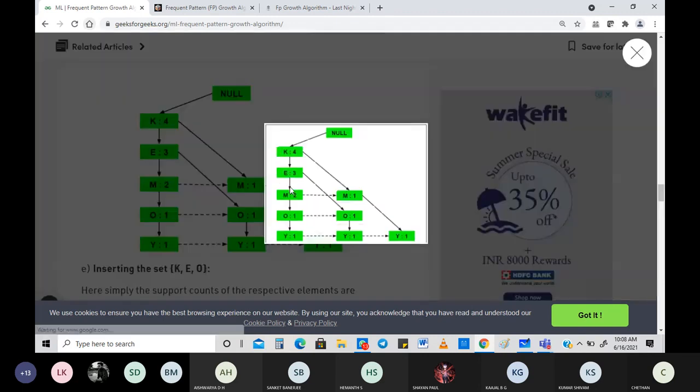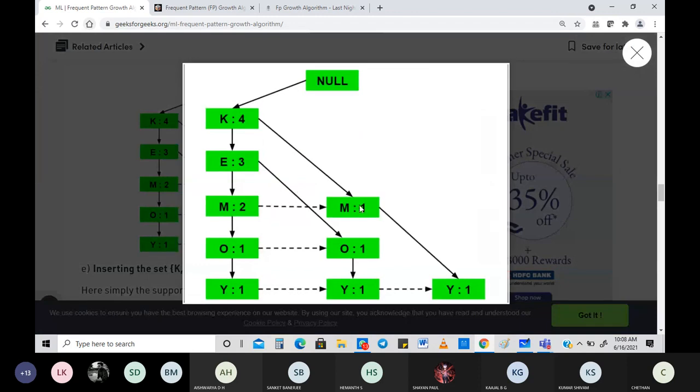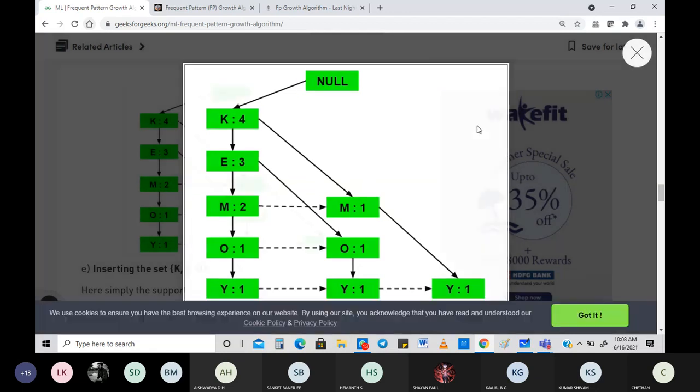Now, I can very clearly go from K, then M, then Y. Okay, look into this. From K, then to M, then to Y. K, M, Y, very clear. Without any problem. These paths will become very important at the end. That you've got to keep in mind. Okay, so let's go for the next one.